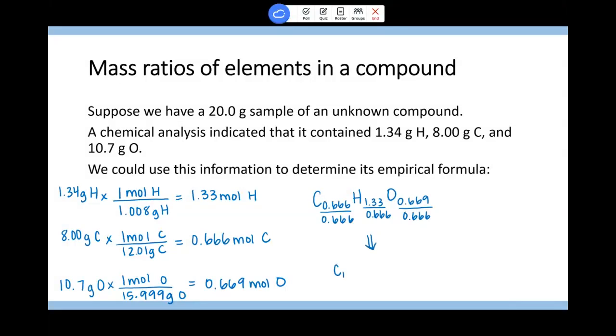So this gives us, if we simplify the fractions, C1, H2, O1. If you simplify this fraction, I think it's 0.999. At that point, we can round up to 1. But one more thing, we never use a subscript of 1 when we're writing out a formula. So we simplify this one more time to CH2O. And that's the empirical formula of this compound.